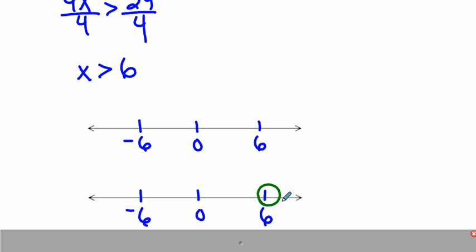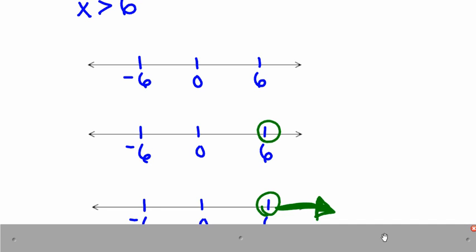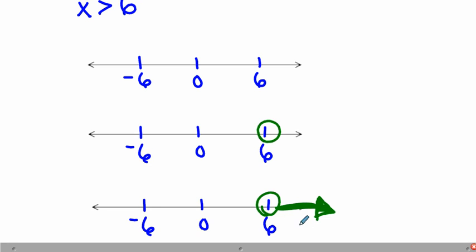That's to the right of 6. So anything bigger than 6 would work. So I'm going to shade to the right of 6 on the number line. So here's a depiction of all the numbers that meet this rule, x is greater than 6. Here's our graphical representation for that.